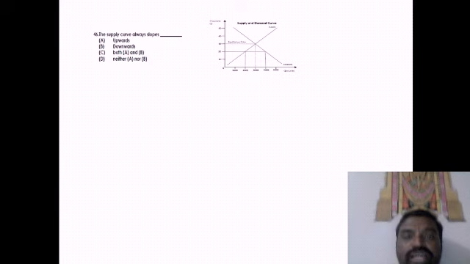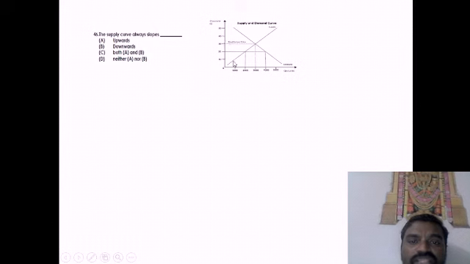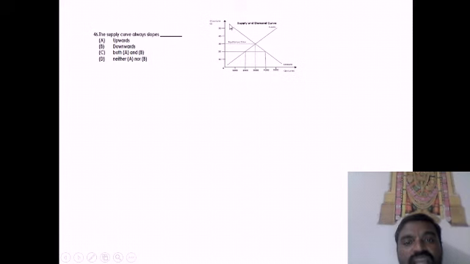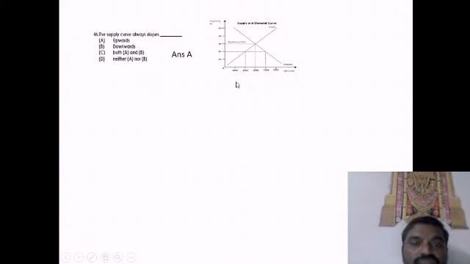The supply curve always slopes. See, in this diagram you can see the supply curve and demand curve. This is the supply curve, and this is the demand curve. Demand curve slopes from left to right, whereas the supply curve slopes from right to left. Okay, so answer is A. So it is upwards. So the demand curve will be downwards.